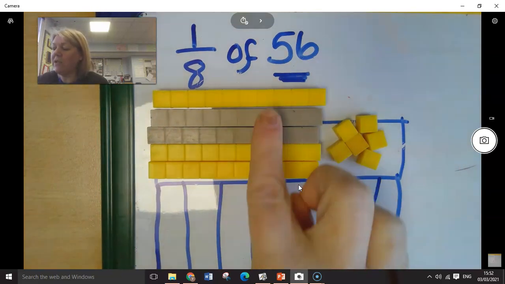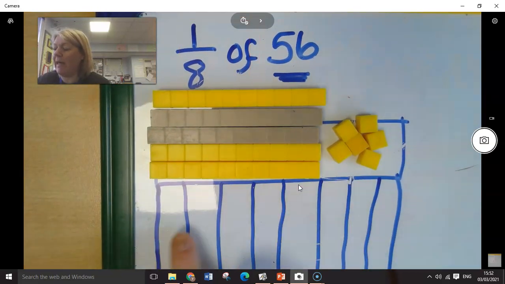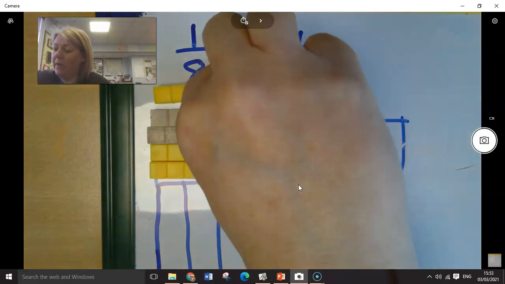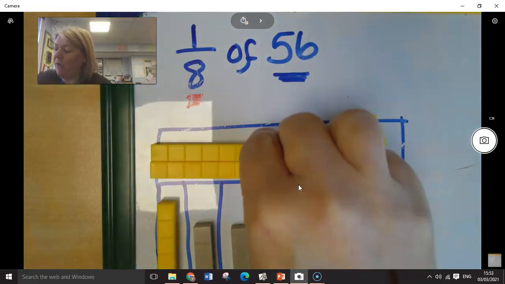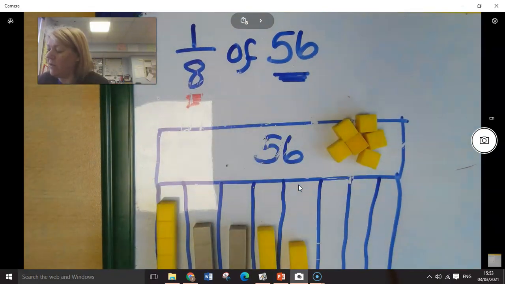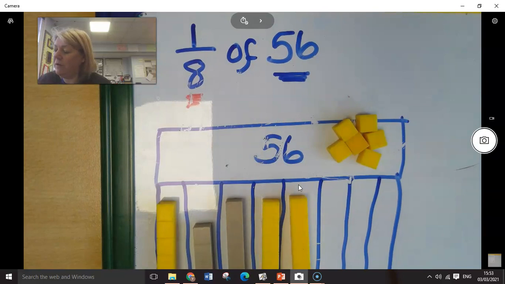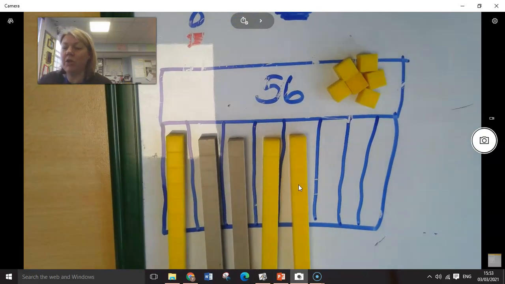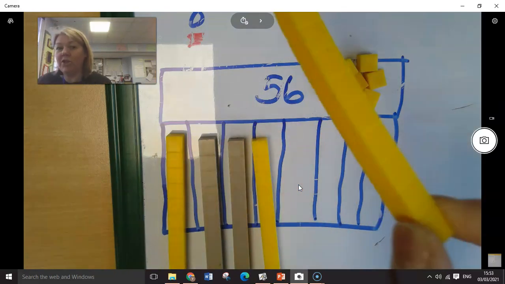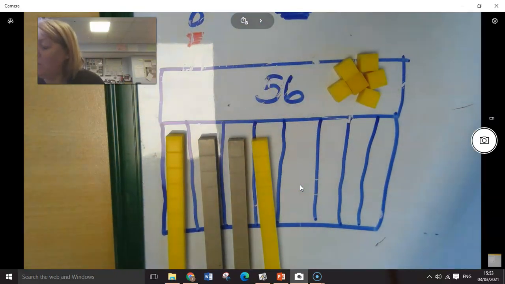So I've got to share my 56 equally between these 8 parts. I can see a problem already, because if I try and share a 10 stick, I've only got 5 of them. I've got 50. So I've got some parts here that don't have a 10 in them at all. So what can I do here? What could I do with these 10 sticks? I can hear you all shouting at me, exchange them for ones, Mrs. Lancaster. So I'm going to exchange this 10 for 10 ones.